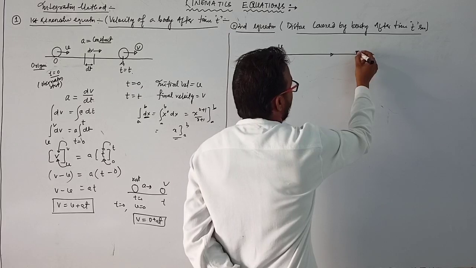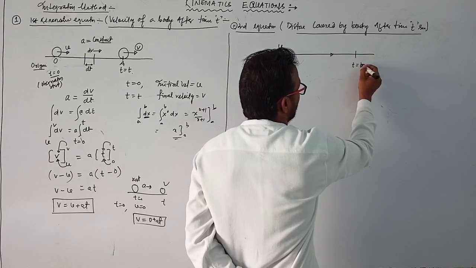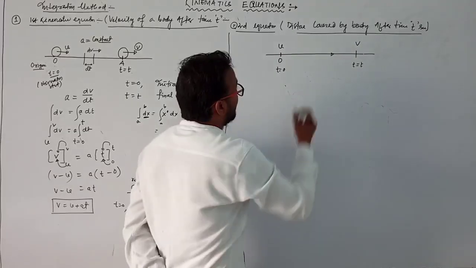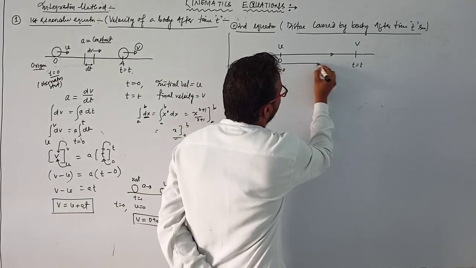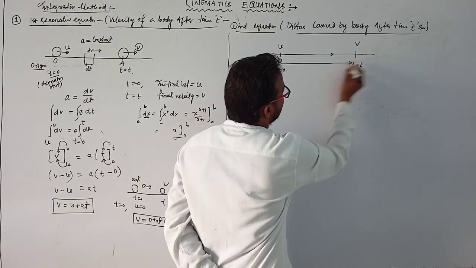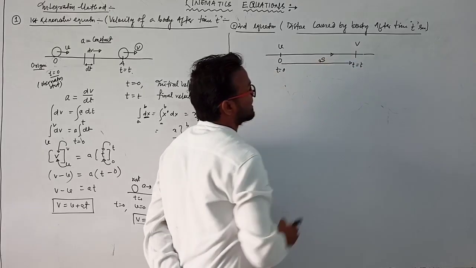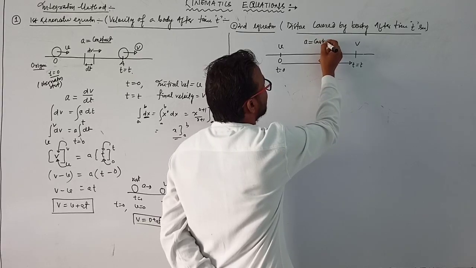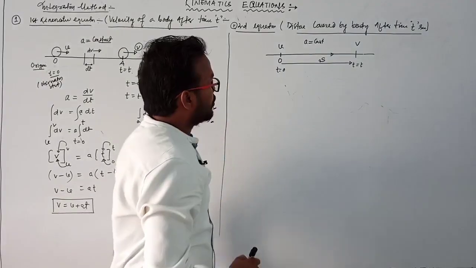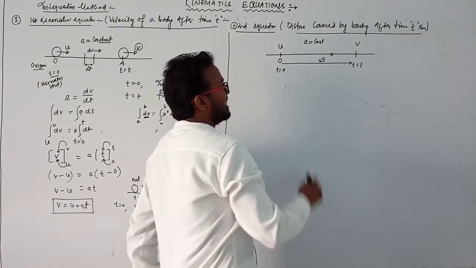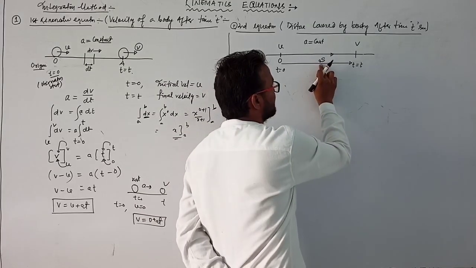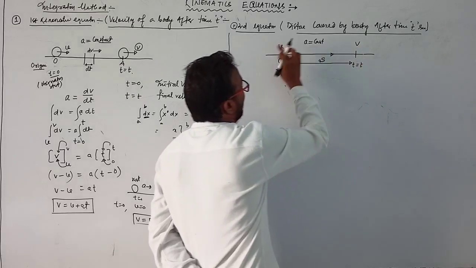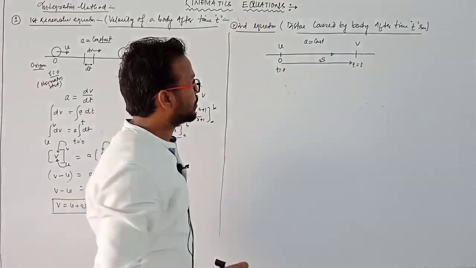After time t, when time is t, its velocity is v, and it has covered a certain distance s in a straight line, and this body is moving with constant acceleration. Clear? So here we have to derive a relation containing displacement s, final velocity v, time t and initial velocity u. Clear? Okay.